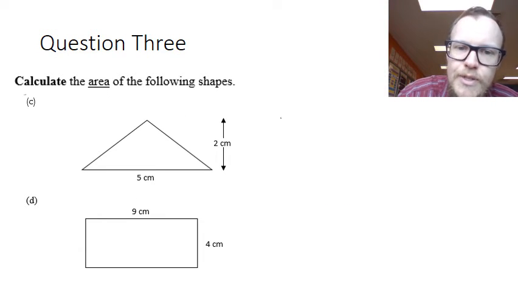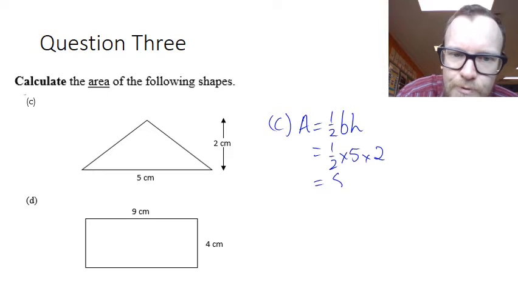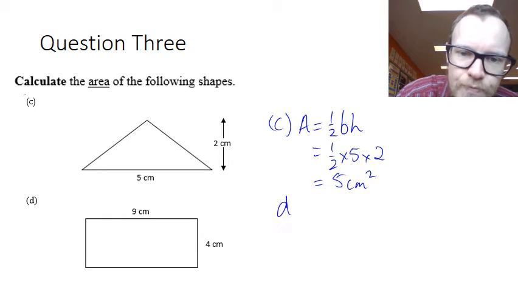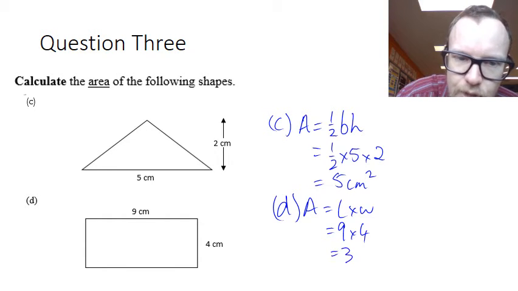Last ones here, C. We've got a triangle, area is equal to 1 half base times height. It's equal to 1 half times 5 times 2, which is going to be equal to 5 square centimetres. And D, we've got here, area is equal to length times width for a rectangle. So 9 times 4, which is 36 square centimetres.